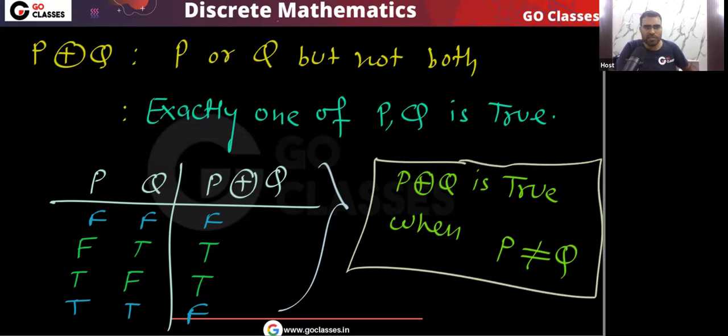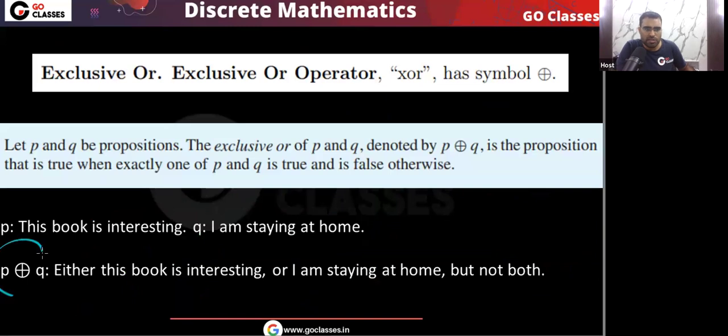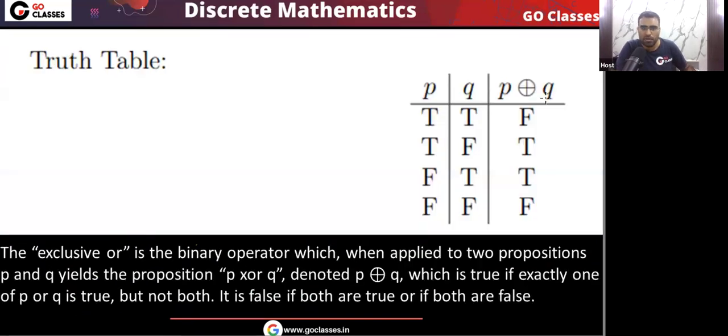But very simple point. Remember that this P XOR Q simply means P or Q, but not both. This is how you read it. And what this means is that exactly one of them is true. Not more than one, not less than one. Exactly one of them must be true. And this is the truth table. So this is the symbol P XOR Q. Either P or Q, but not both. Very simple. Now, this is the truth table.